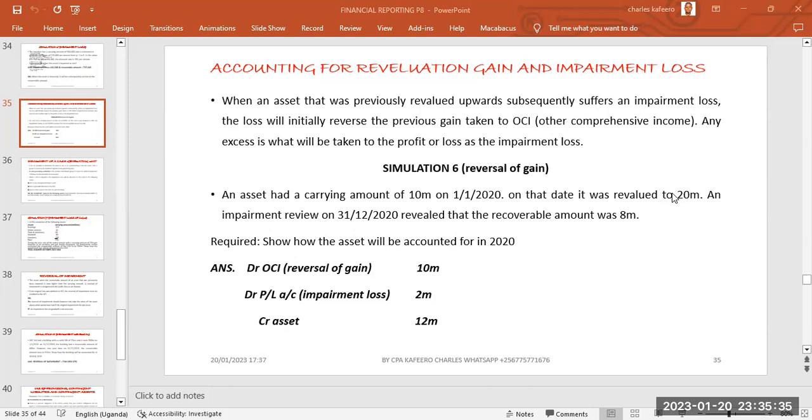Now for the asset, if you are to take the figure as at that same date of 1st January 2020, you will find that the amount you're going to be taking in the balance sheet will be the 20 million, because we will be taking the value of the asset at the recoverable amount, not the carrying amount that the asset had.